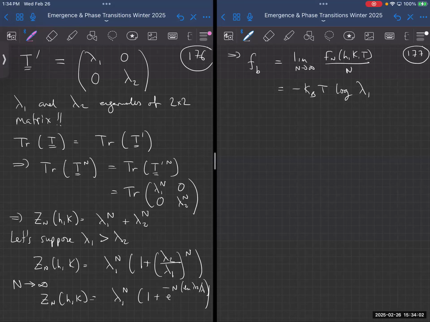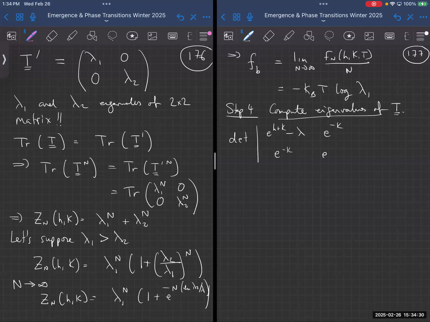So step 4 is compute the eigenvalues. What I need then is to solve the equation: determinant of (e to the h plus k minus lambda, e to the minus k; e to the minus k, e to the minus h plus k minus lambda) is equal to 0. And so then I can compute the two eigenvalues. I'll call them lambda 1 and lambda 2.